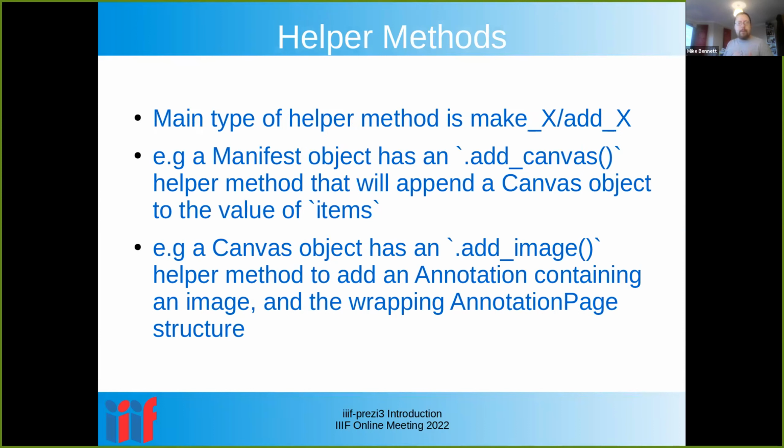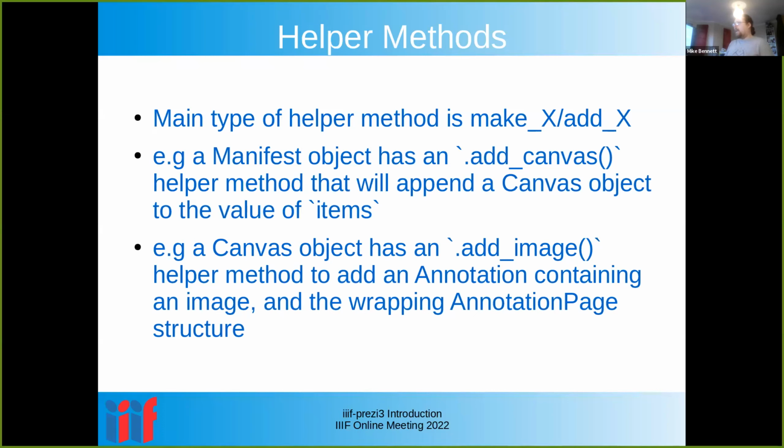So if you create a manifest object, rather than having to create a separate canvas object and then make sure it's in the items structure, we have a helper which goes on the manifest class, and it's called addCanvas. So you make your manifest, you call manifest.addCanvas, and bingo, a canvas is created for you in the right place with all of the structure.